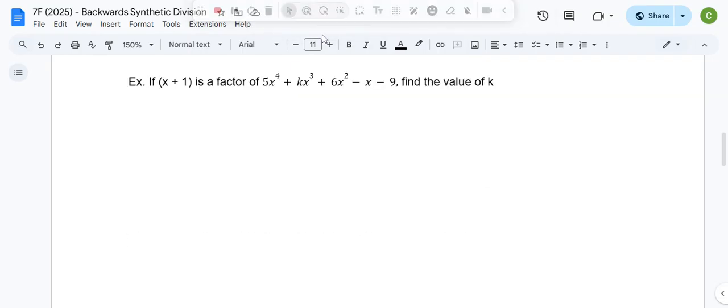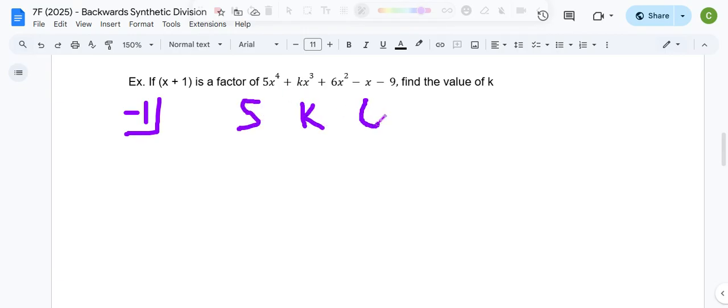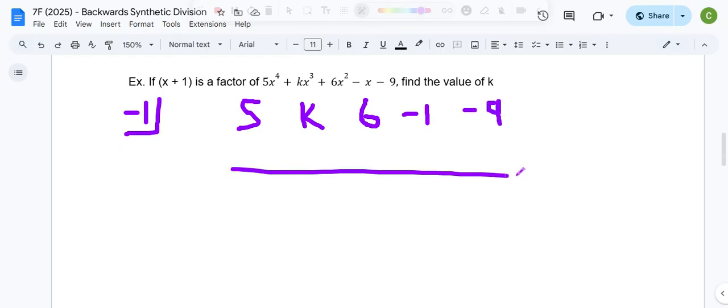All right, one more example here. So let's say x plus 1 is a factor of this thing. All right. So we know our root's going to be negative 1. And then we have 5, k, 6, negative 1, negative 9, and we're going to go to work. So we'll pull the 5 down here. Negative 1 times 5 is negative 5. All right. And we're stuck. Can't work anymore over here.